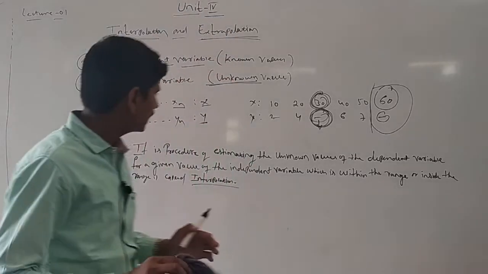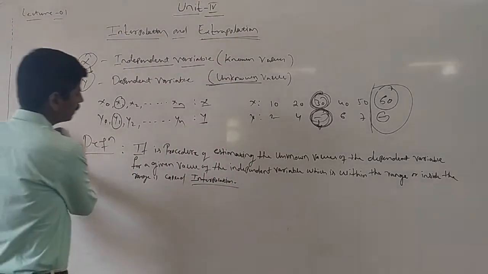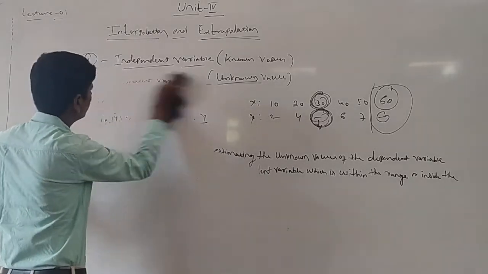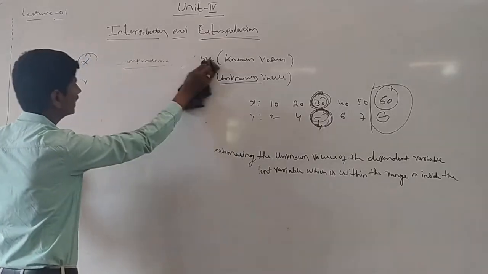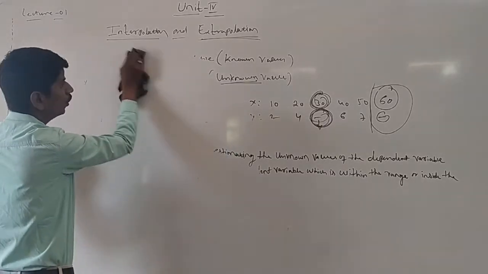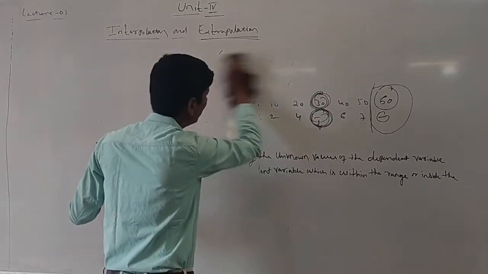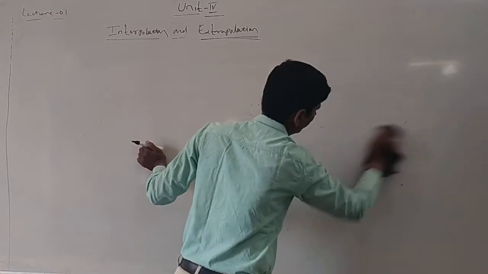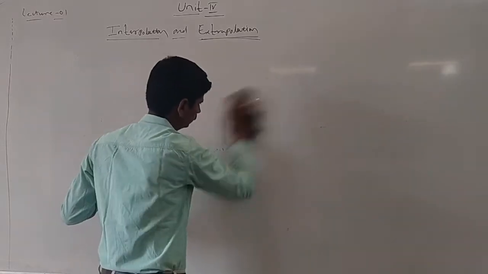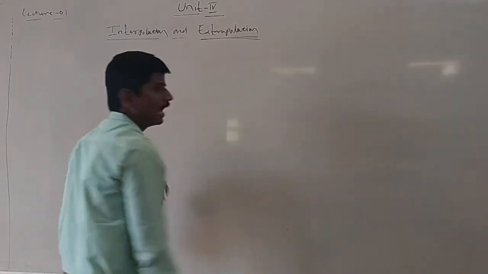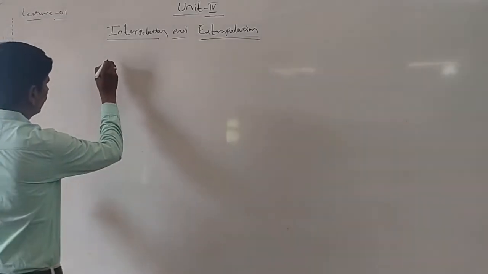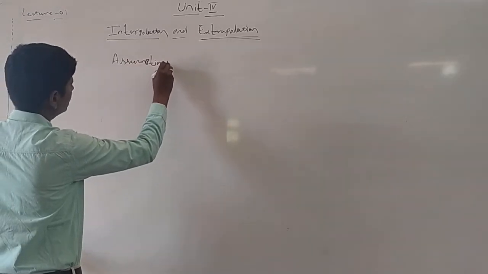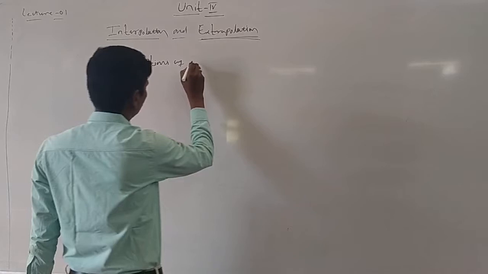The next, we shall discuss some assumptions of interpolation and extrapolation. Here x is the independent variable, also called the known values, and y is the dependent variable, also called the unknown values. The next concept is assumptions of interpolation and extrapolation.